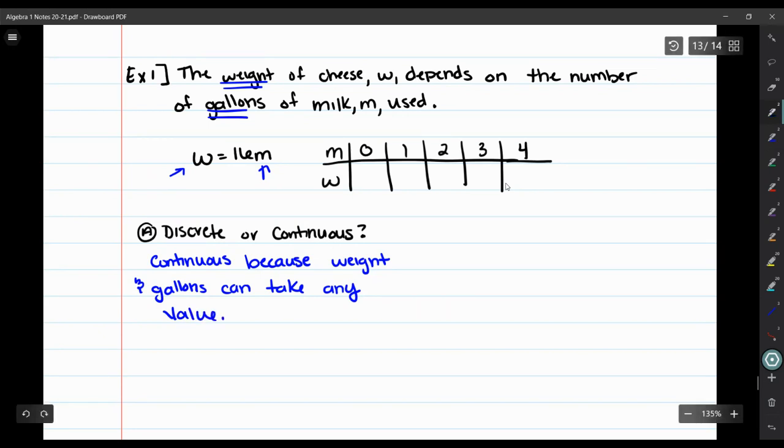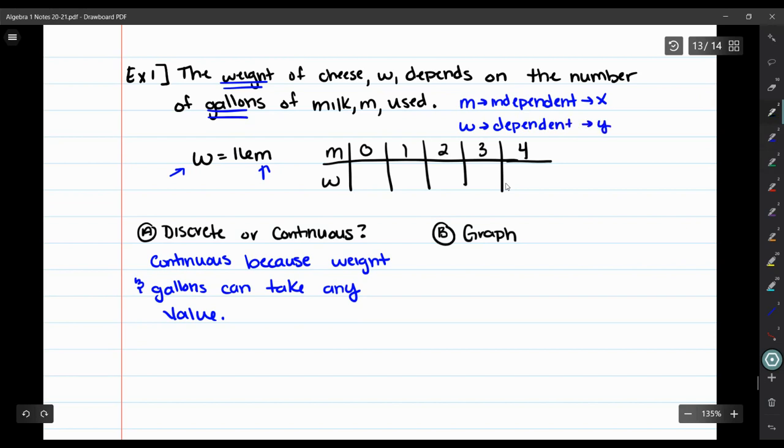Okay. Now the second thing we're going to do is, because it's continuous, we're going to actually graph it. But to graph it, we have to do something else first because we don't know how to graph a lot of things right now. So we're going to have to use this table to help us plot some points and to graph. So we're going to take the given values, the independent values, that's my M. So it says the weight depends on milk. So that means that milk is my independent, which is kind of like X, which makes weight my dependent, which is kind of like Y.